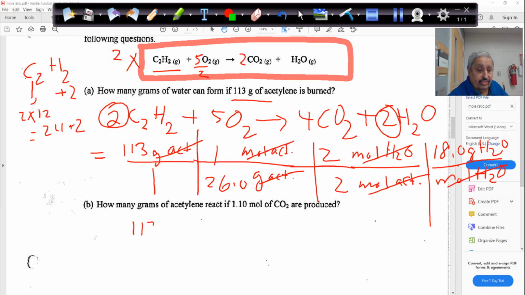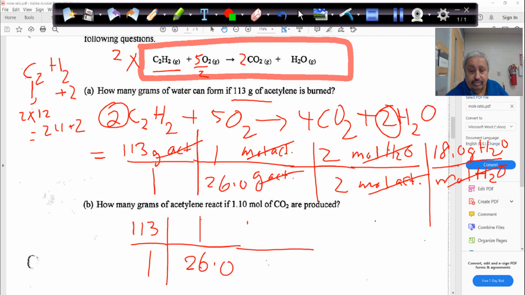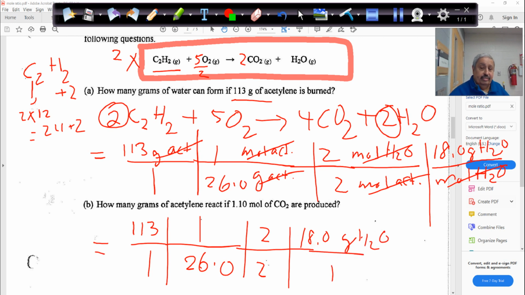And the answer is 113 over 1, 1 over 26.0, 2 over 2, and then 18 gram H2O. So how much is it? 113 multiplied by 2 multiplied by 18 divided by 26. How much is it? We need 3 sig figs, I think. Yeah, 3 sig figs. 12.5 gram H2O.